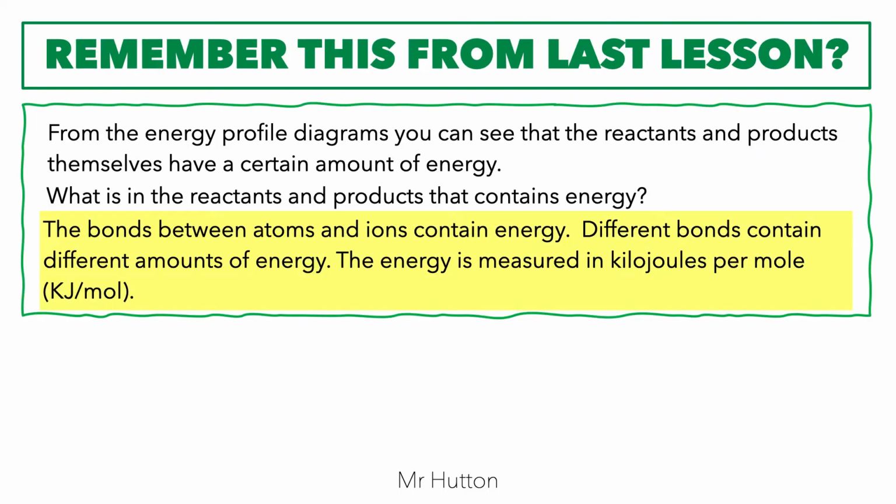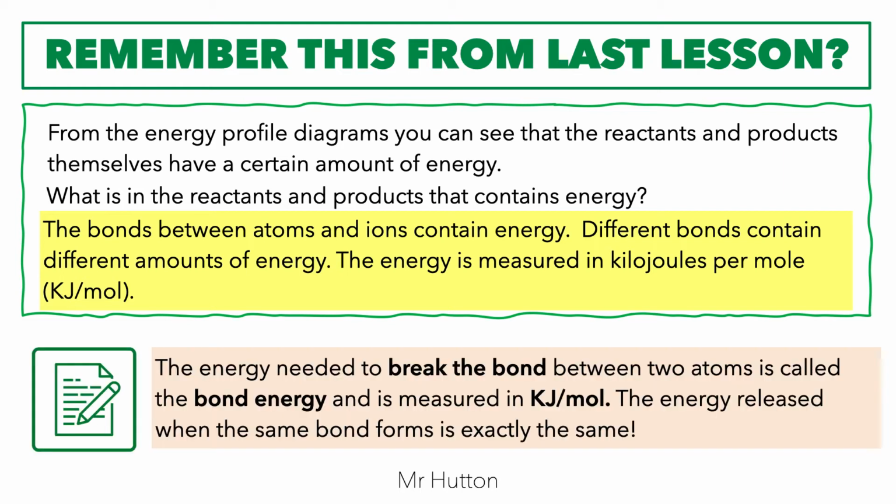Right, last lesson we saw this slide. We spoke about how, on the energy profile diagrams, we could see the reactants and products had a certain amount of energy. We can see those flat lines on the graph. But what is it in the reactants and products that contains the energy? Last lesson we learned that the bonds between atoms and ions contain energy. Different bonds contain different amounts of energy, and that energy is measured in kilojoules per mole.